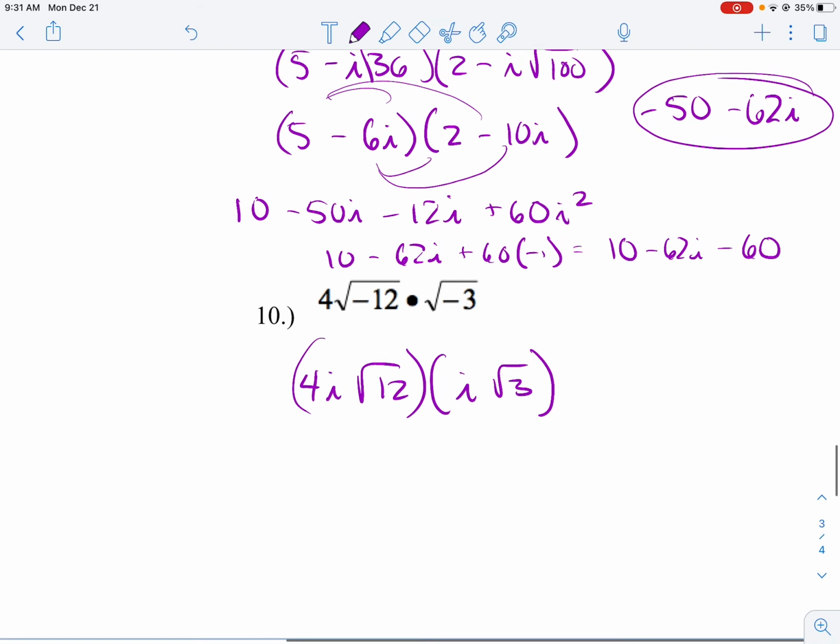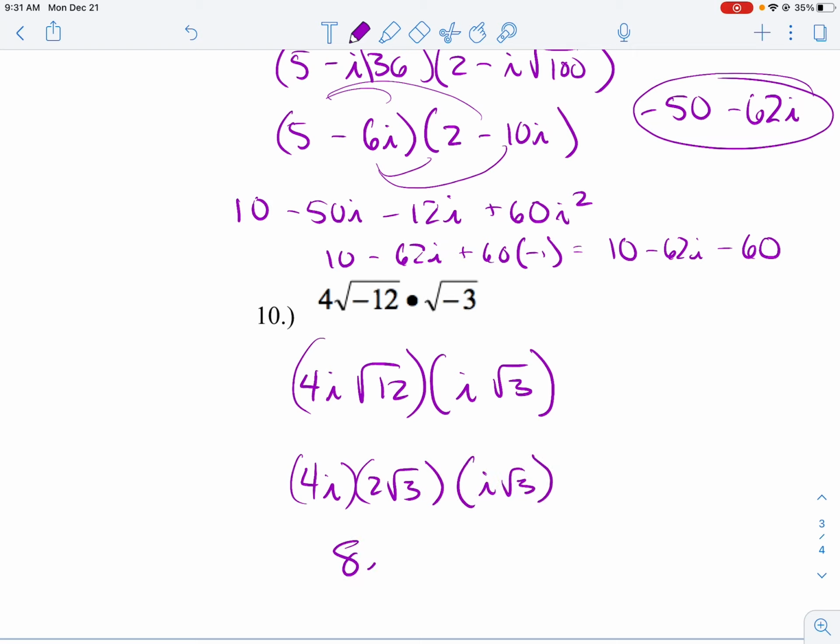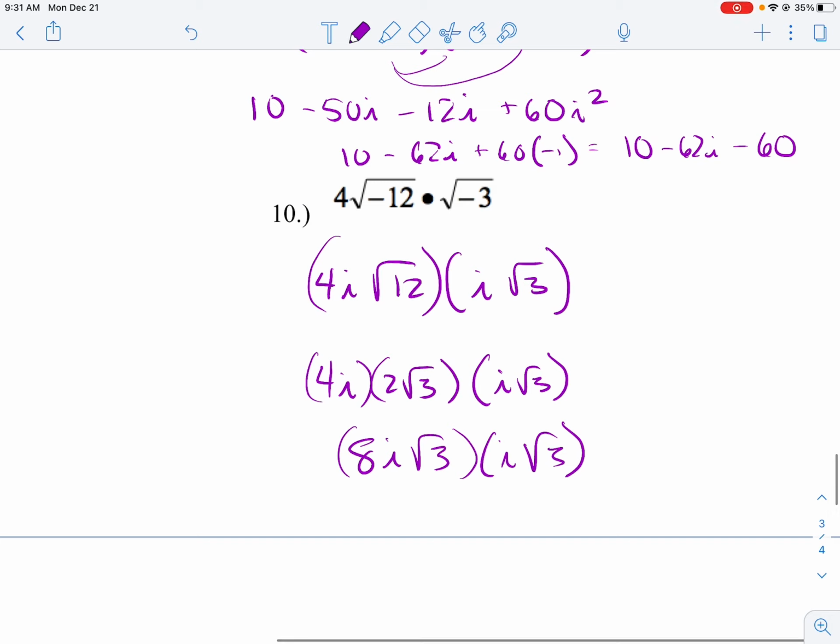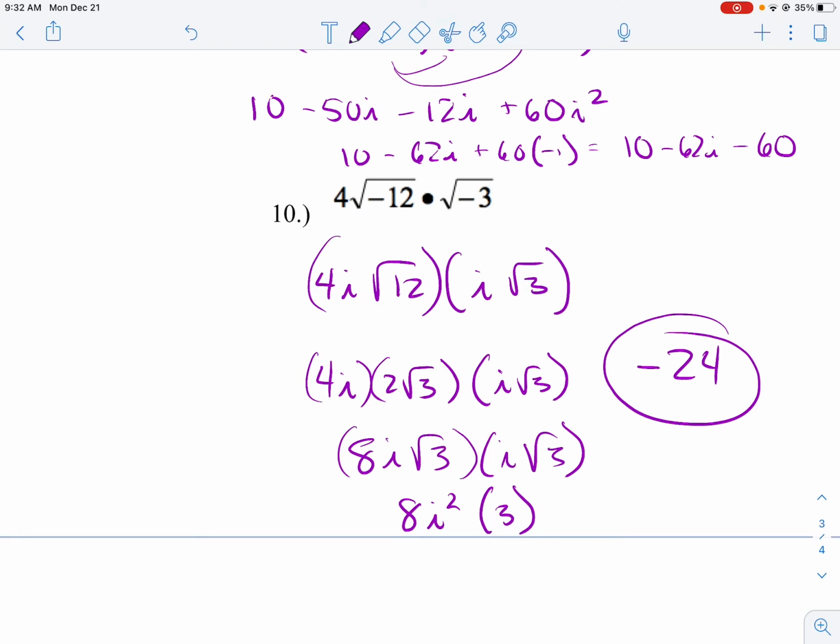Okay, so now, we did this one earlier. So 4i, this is going to be 2 square root 3. And we're just left with i square root 3. Alright, so 8i square root 3, i square root 3. Nothing multiplies with the 8, so we get 8i squared times 3. Remember, i squared is equal to negative 1, and so our answer is negative 24.